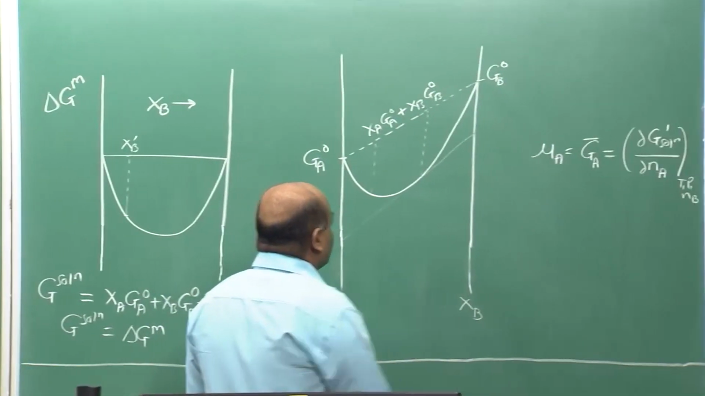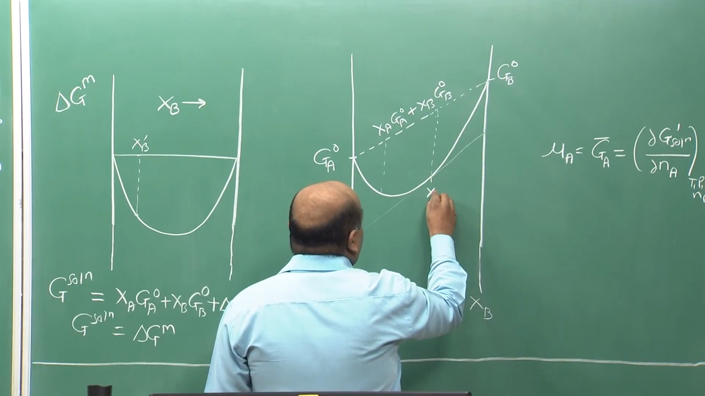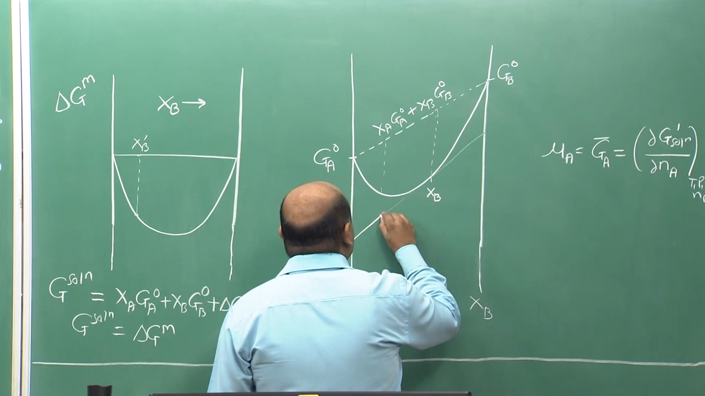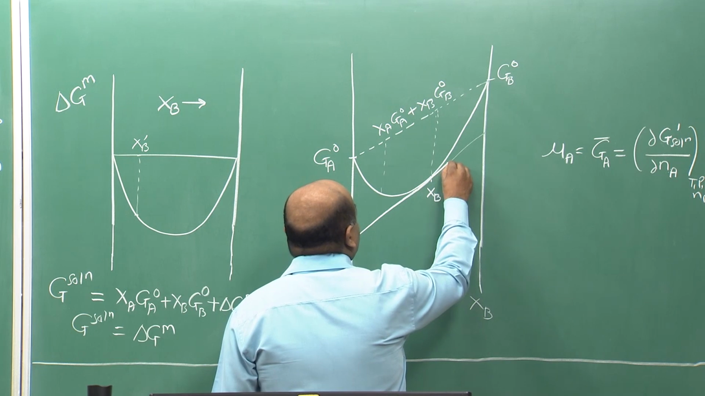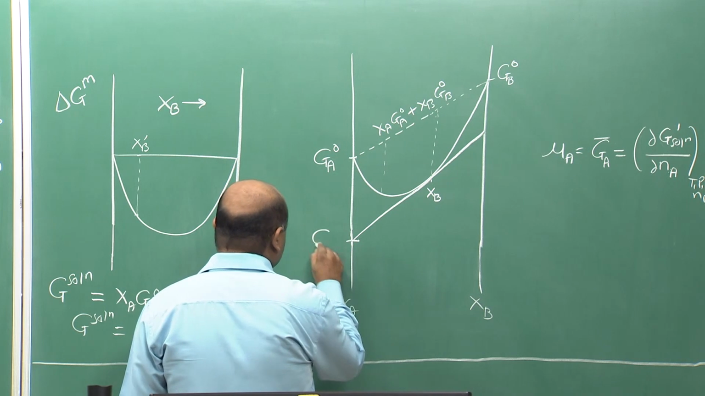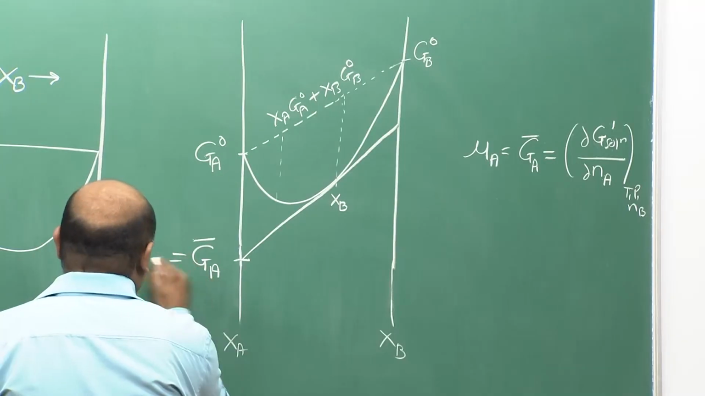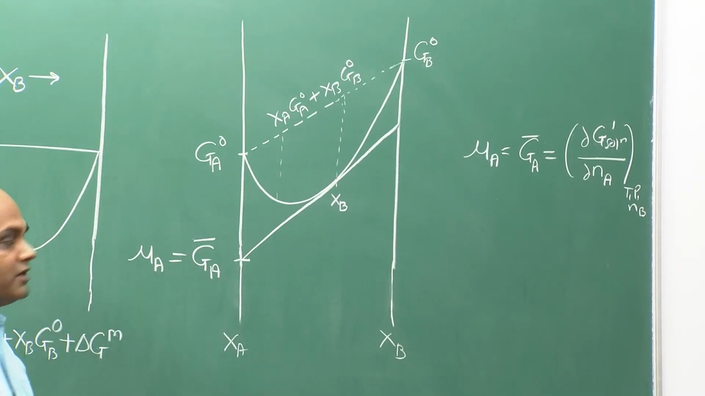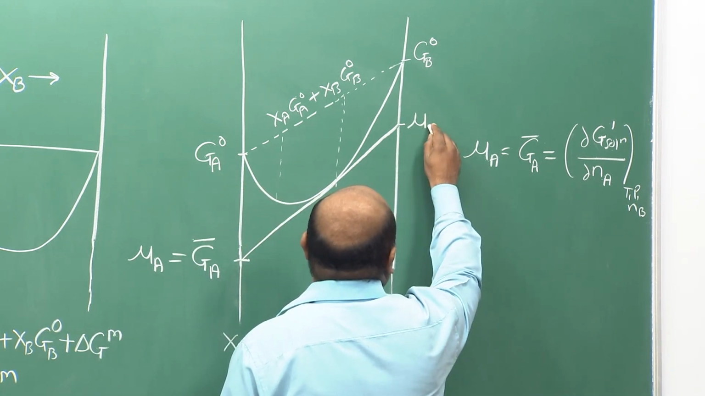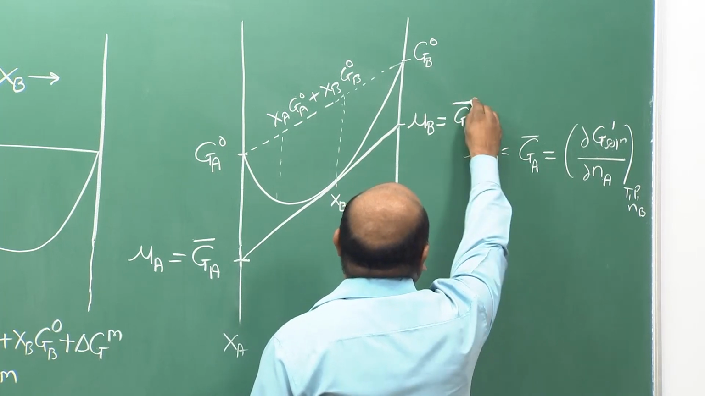So, if we want to determine the chemical potential of A at some composition xB, we draw a tangent to the Gibbs free energy curve at that composition, and the intercept on the x A equal to 1 axis is basically G A bar, which is the same as mu A. Similarly, the intercept of the tangent on the xB equal to 1 axis gives us the chemical potential of B, mu B, which is the same as GB bar.